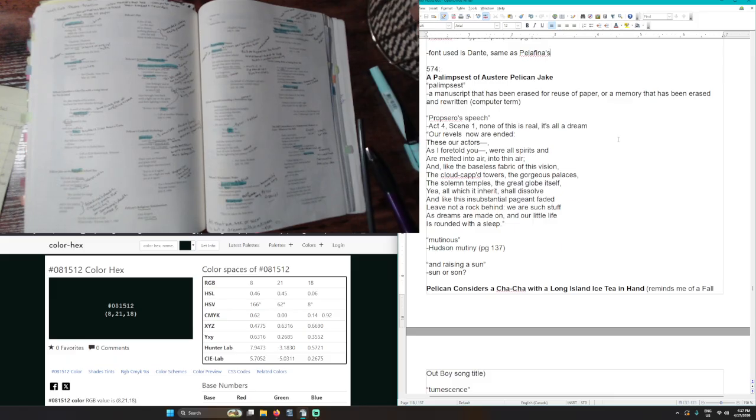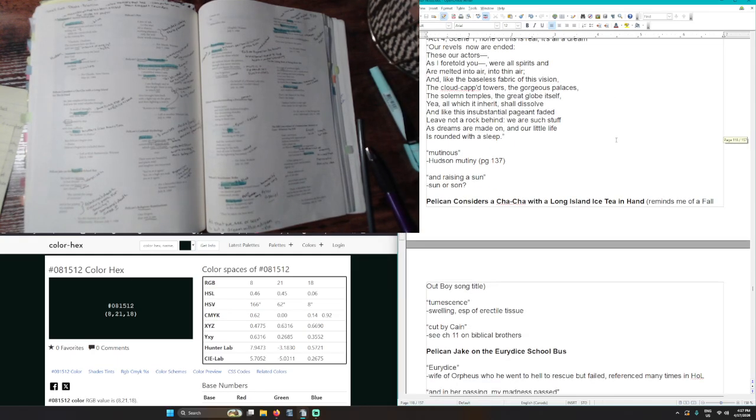And this idea that things leave not a rock behind. We know that things disappear in the house as well. So I thought it was interesting. We get a reference to mutinous, or mutiny. Let's see the words that are highlighted there.